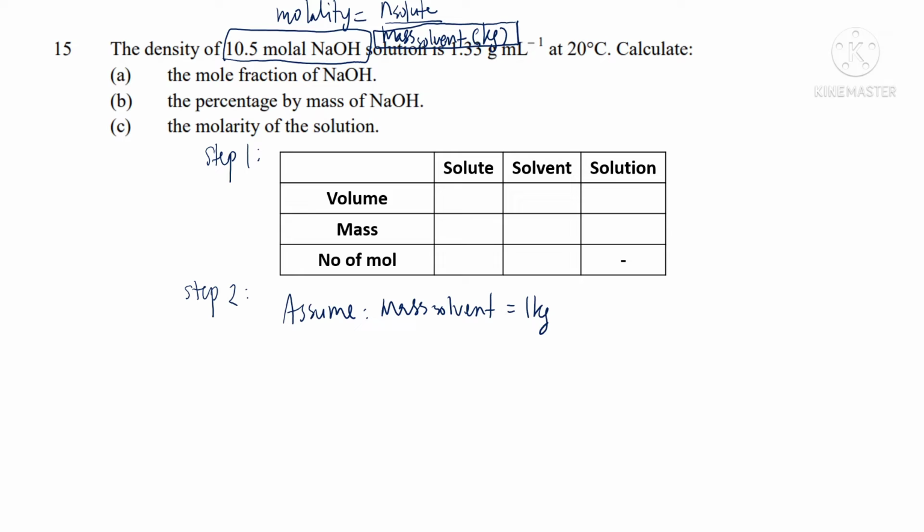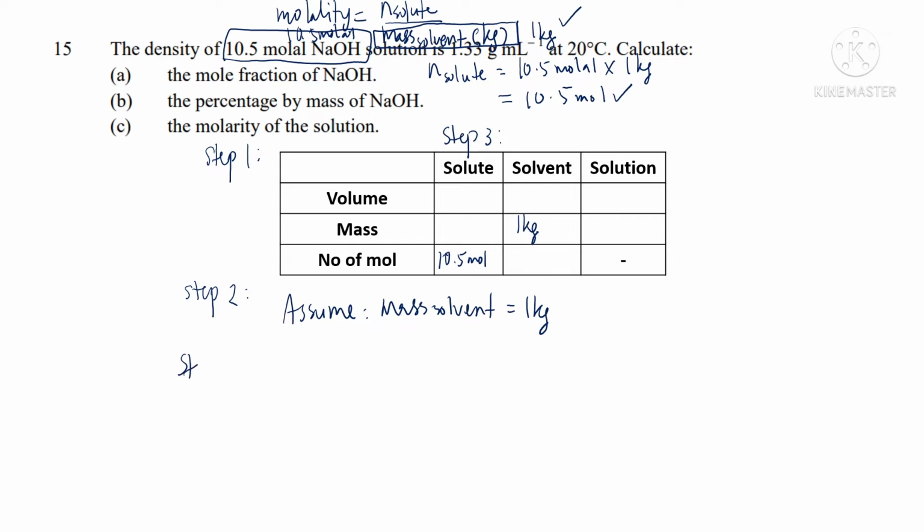Then, by using our assumption and molality information, we can find that the moles of solute is equal to molality multiplied by the mass of solvent 1 kg to give us the moles of solute as 10.5 mole. Then in step number 3, we can fill in the table using the information that we get. So 1 kg mass of solvent and 10.5 mole as the moles of solute.